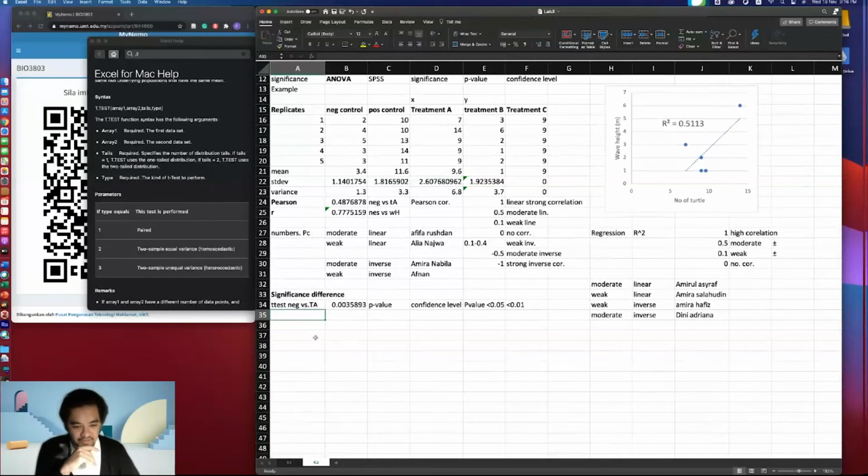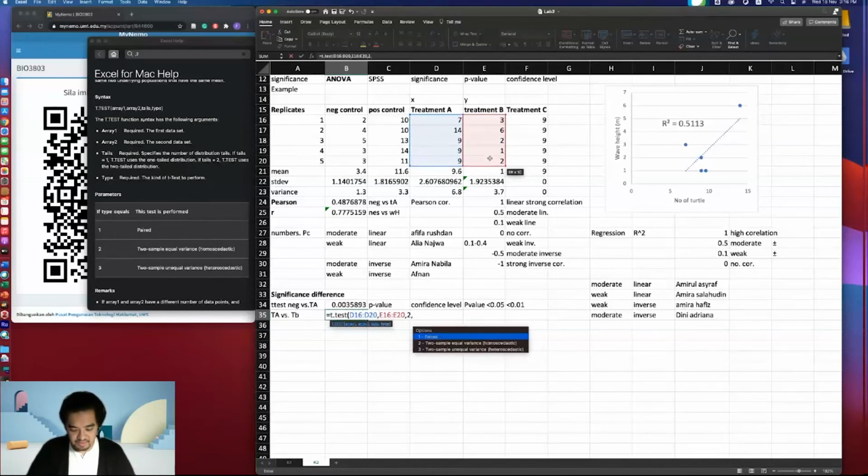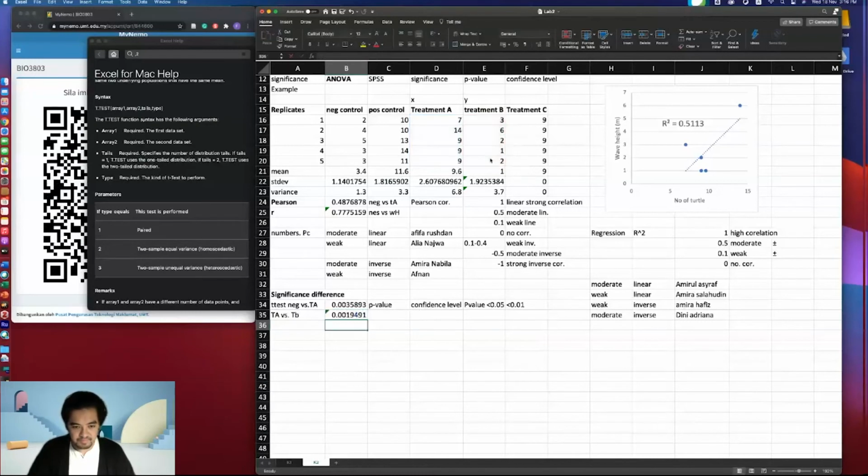If we compare another, for example, now I'm going to test between treatment A versus treatment B. Same case again: use T-test, open bracket, choose treatment A as your first array, treatment B as your second array, two-tail, and then type 3. And the p-value for this in particular is 0.001.